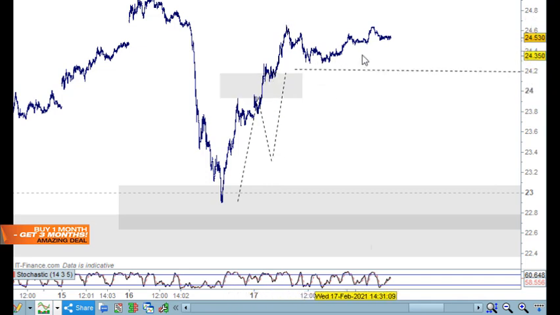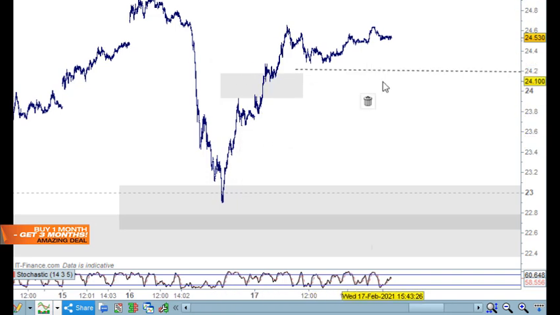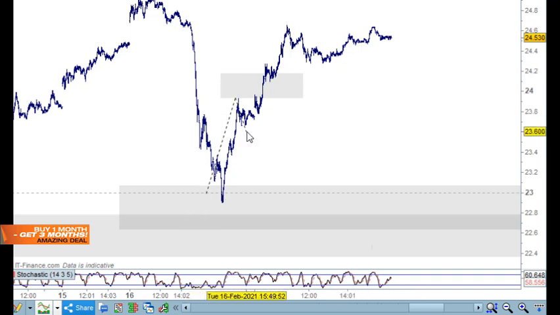So once we make a new high above this one here, that will give us an impulse wave to the upside at that point. So that will be bullish at that point. So we need to see 1, 2, 3, 4, 5. We need to see that there at the 25.